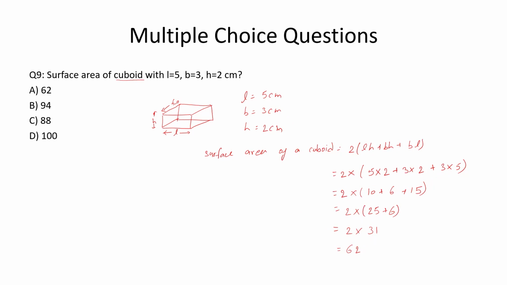So you are summing up centimeter square thrice. So it is just centimeter square. So 62 is the correct answer. Option A is correct. Okay.